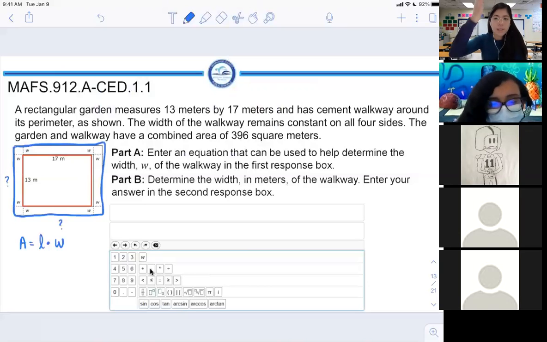So 13 is the inner portion, the red portion. Okay, that's the inner portion, but I need to know the whole outer portion.